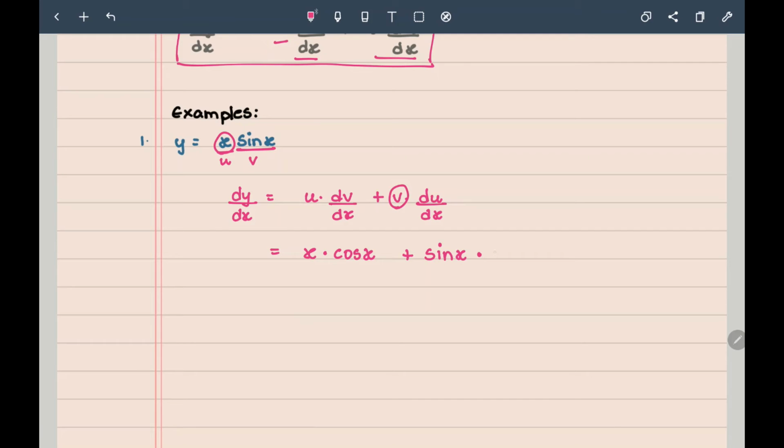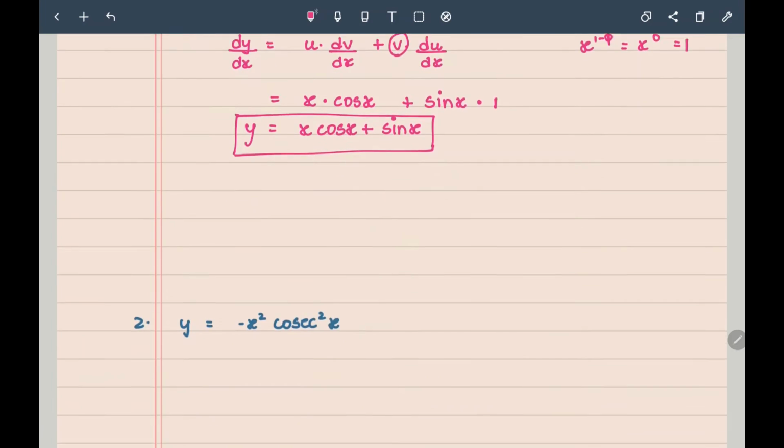Derivative of x is 1, as x power 1 minus 1, it is x power 0, that will be 1. So at the final answer we will get is x cos x plus sin x. So with the help of UV rule we can simply get this answer. We'll solve another question.